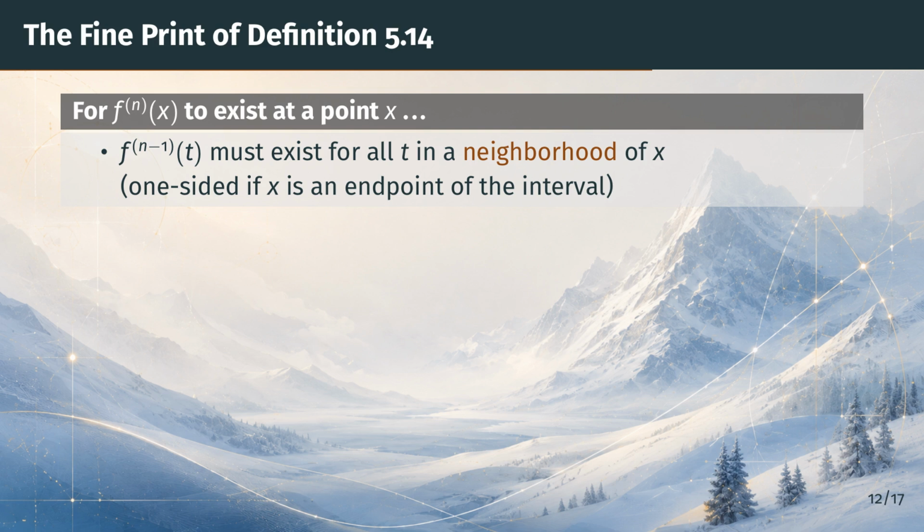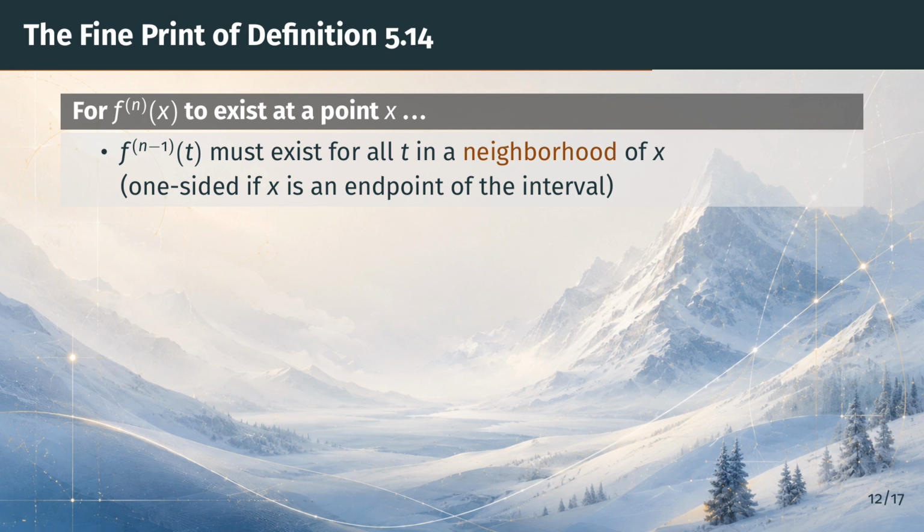Here is the fine print, straight from the book. Suppose we want the derivative of order n to exist at a particular point x. By definition, it is the derivative, taken at x, of the previous function in the tower, the derivative of order n minus 1. But a derivative at x is a limit of difference quotients, and to form those quotients, we need the previous function to be defined at all points t near x, not just at x itself. So the derivative of order n minus 1 must exist in a whole neighborhood of x.